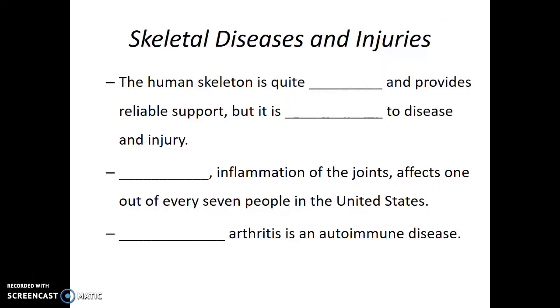Now, the human skeleton is quite strong and provides reliable support, but it is susceptible to disease and injury. One example of a disease of the skeletal system is arthritis, an inflammation of the joints. It affects 1 out of every 7 people in the United States.